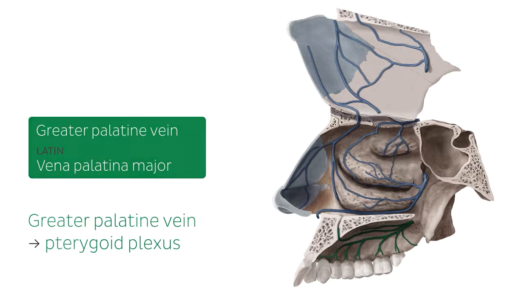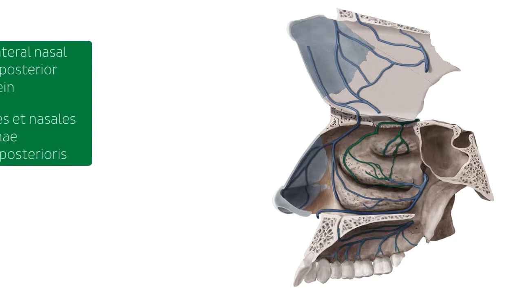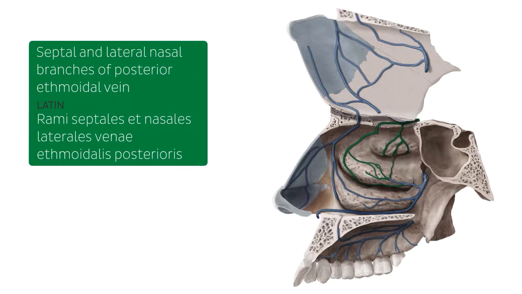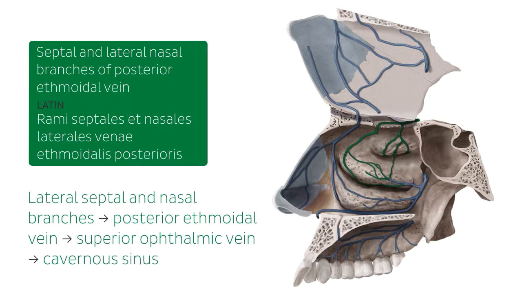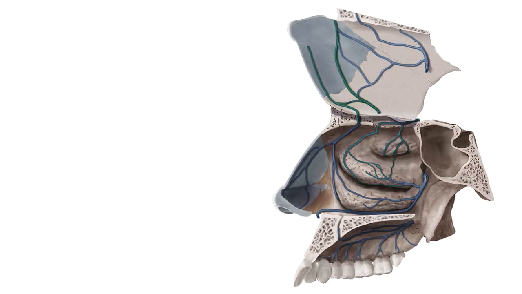The next veins we'll look at are the septal and lateral nasal branches of the posterior ethmoidal vein. These veins drain the posterior ethmoidal cells in the nasal septum. These branches drain into the posterior ethmoidal vein, which then drains into the superior ophthalmic vein. The superior ophthalmic vein then drains into the cavernous sinus. The final vein we'll talk about, which drains the nasal cavity, is the anterior ethmoidal vein.